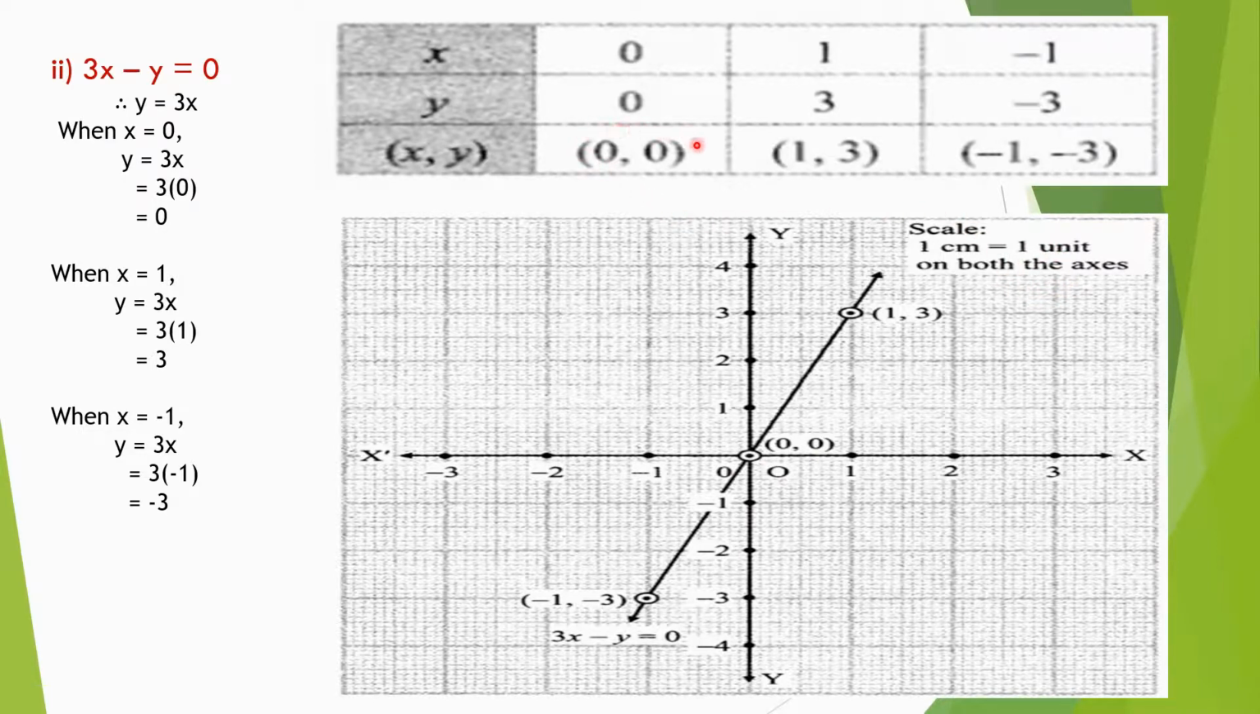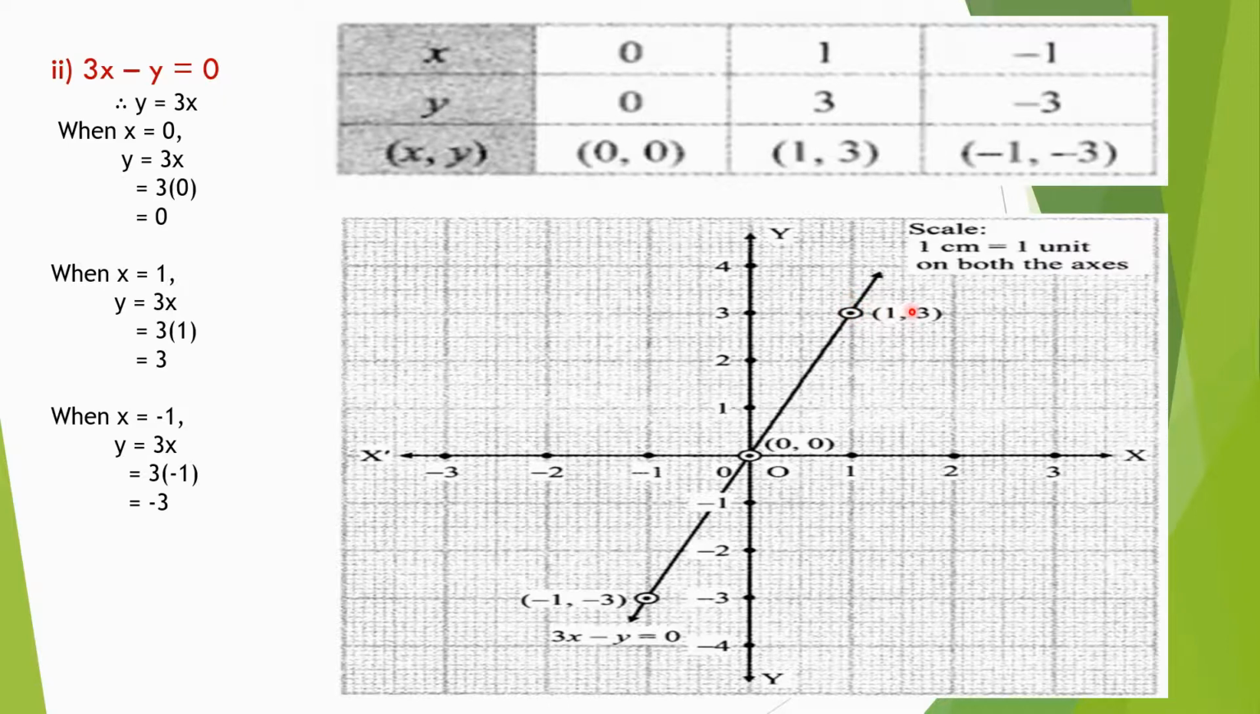The first ordered pair is (0, 0). The x coordinate is 0 and the y coordinate is 0, so the point lies on the origin. This point is the origin (0, 0). The second ordered pair is (1, 3). Both coordinates are positive, which is why this point lies in the first quadrant. The x coordinate is 1 and the y coordinate is 3. This is the point (1, 3).